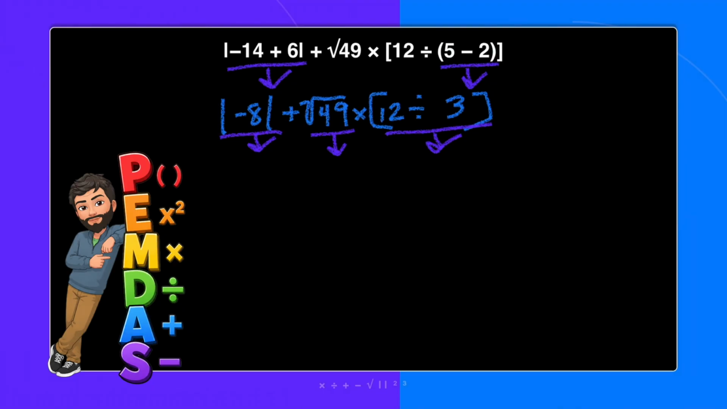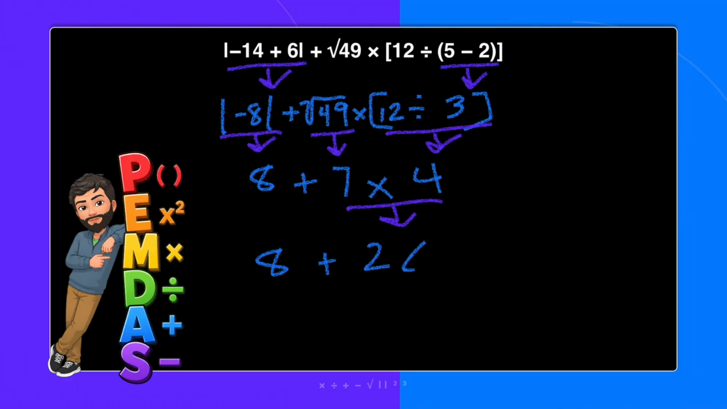The absolute value of negative 8, well, how many hops away is negative 8 from 0? It's 8. So the absolute value of negative 8 is 8. Square root of 49 is 7. 7 times 7 is 49. And 12 divided by 3 is 4. So bring everything else down. Then we're going to tackle 7 times 4. 7 times 4 is 28.